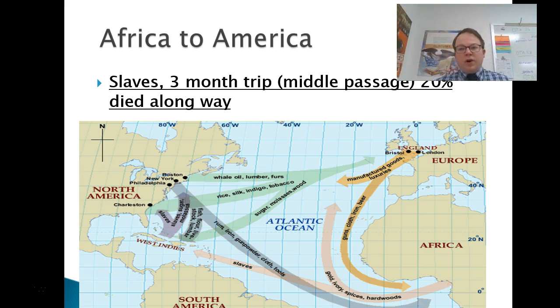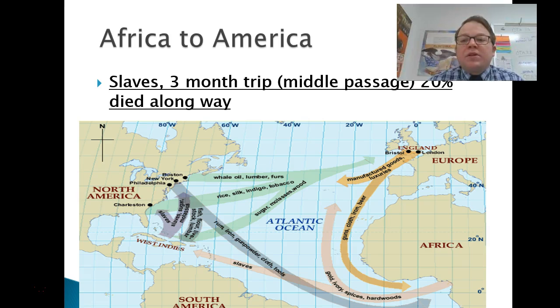Now, it can be as short as a month and a half. It can be up to a 3-month trip, depending on where those slaves are going. If those slaves are going to Brazil and the West Indies, it's going to be a little bit shorter than, say, if they're going all the way to Charleston, South Carolina. On average, this was about a 3-month trip.